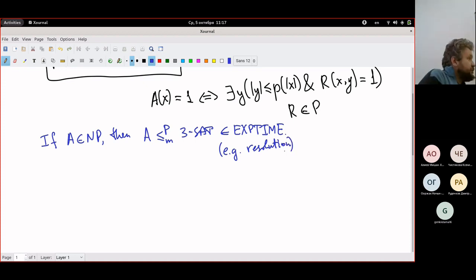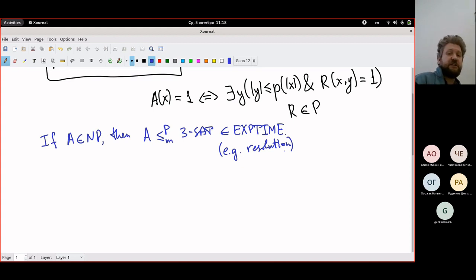We know that resolution is not always polynomial. We had this exercise, and we know that sometimes resolution is exponential in its runtime, but it's no more than exponential. The saturation procedure should generate all clauses which can be generated by applying the resolution rule, but the number of clauses is exponentially bounded. So in exponential time, the resolution procedure will stop, and this will solve 3-SAT, or SAT for any CNF.